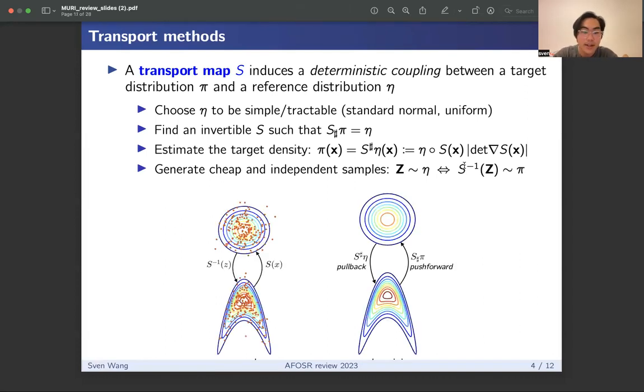Okay, so here's an image of this. On the top, we have a unit Gaussian, so this would be the reference, and on the bottom we have a more atypical probability distribution that is not a product measure. It's not log concave, but the transport map between those two can pretty easily transform samples from one to samples from another.